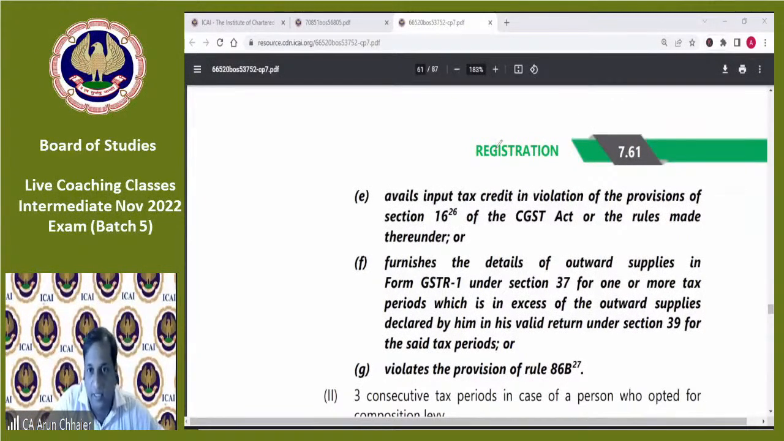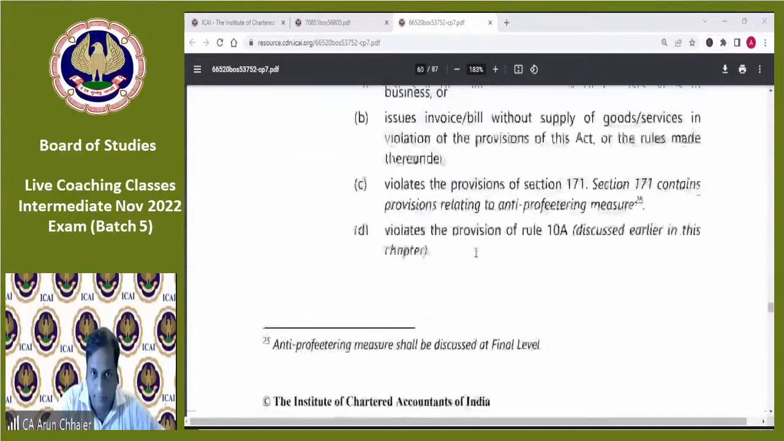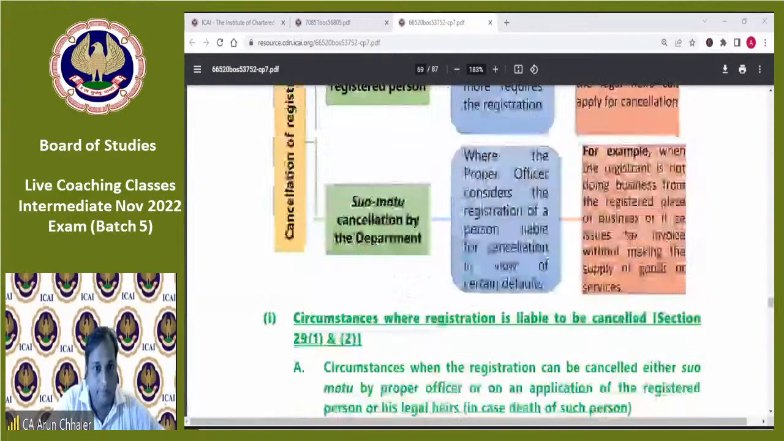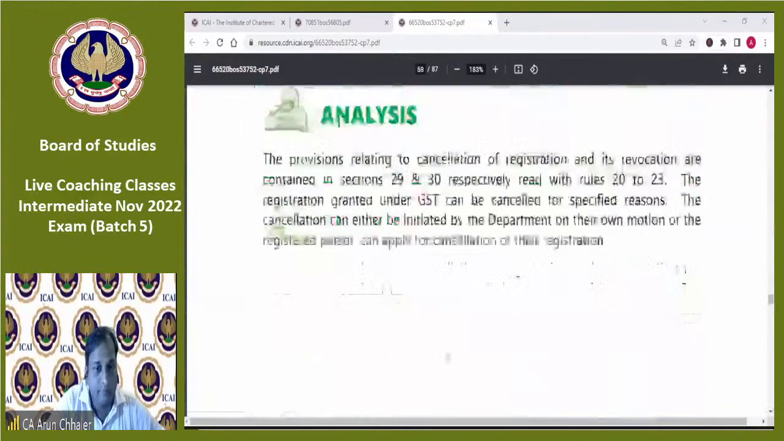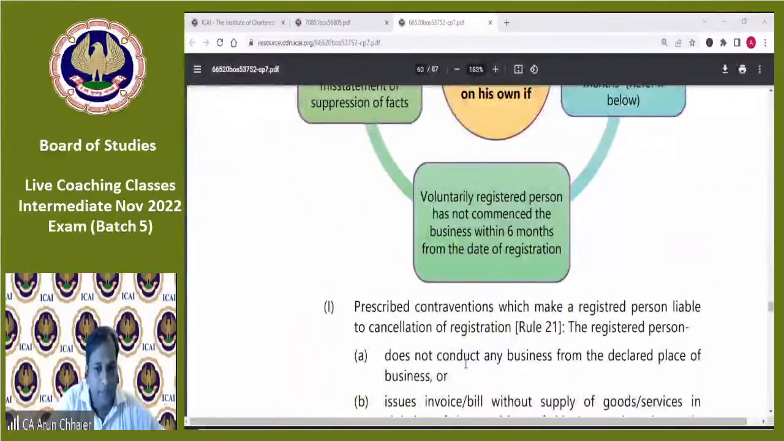Srinivas is asking about clause A once again. Sure, no problem. Clause A: does not conduct the business from the declared place of business. So Mr. A has declared that he is doing business from ITO. During the search, they find there is no Mr. A at ITO. Only a fake address is reported. He is actually not doing the business. So they have the right to cancel the registration.